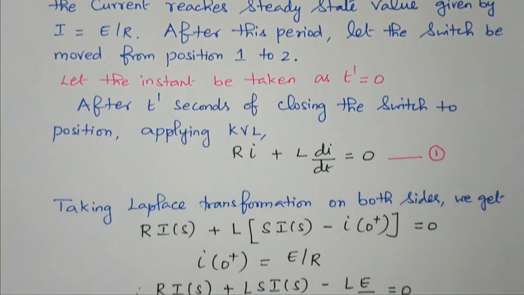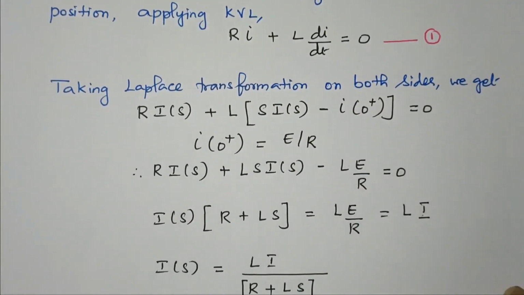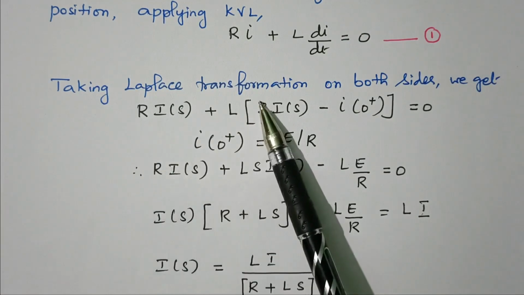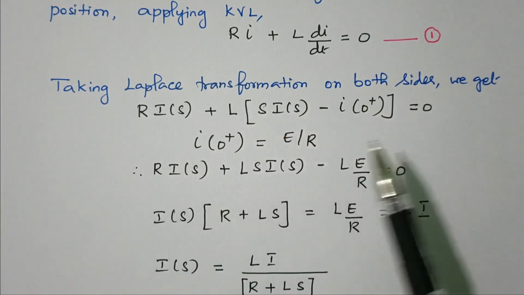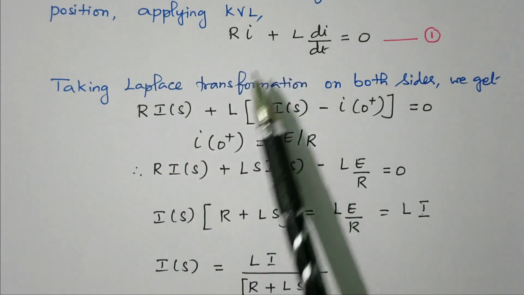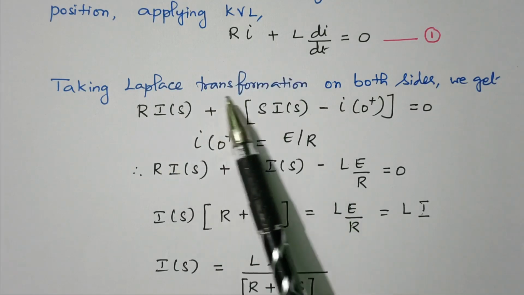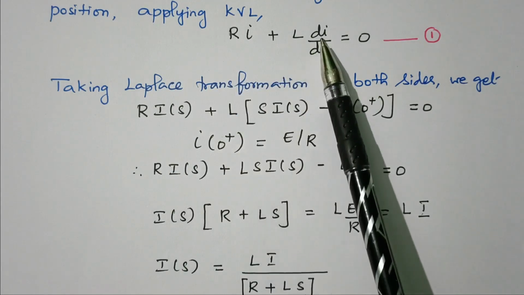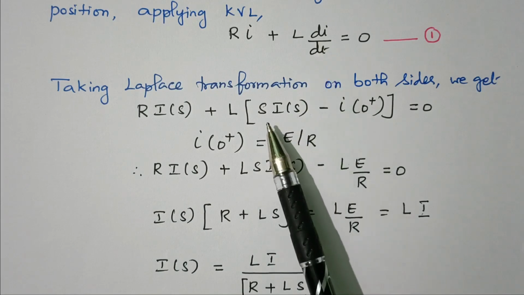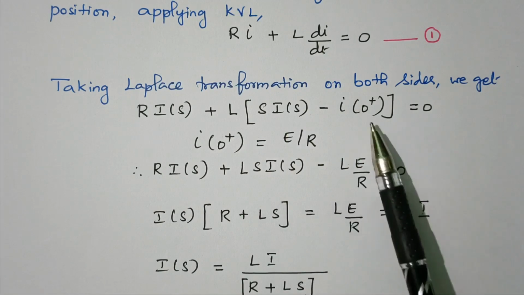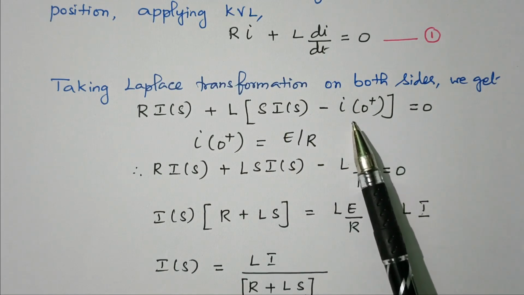In order to get the transient response, we need to take the Laplace transform and inverse Laplace transform, so that we get the time response. Taking Laplace transformation on both sides, Ri is R into I of s. The t domain is converted into the s domain. L di by dt becomes L into s into I of s minus I of 0 plus, equal to 0. This is the initial condition, the initial value.